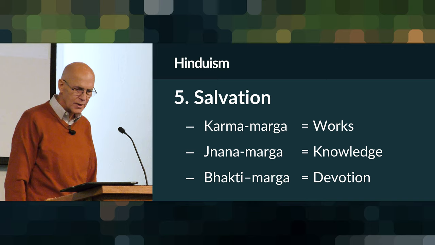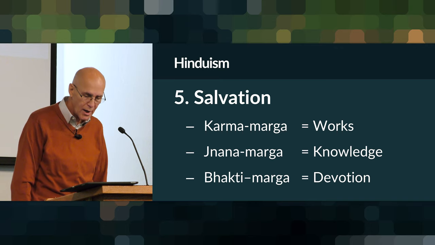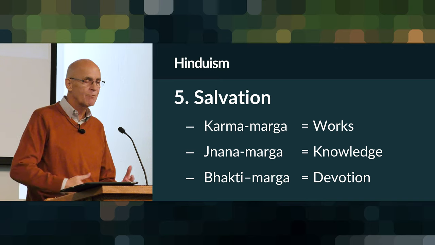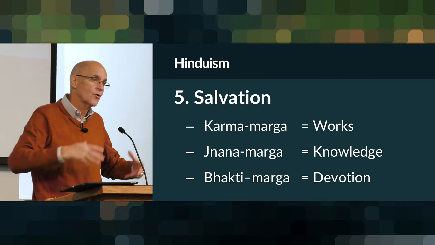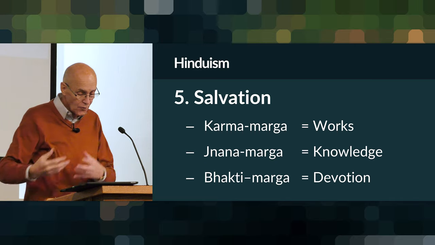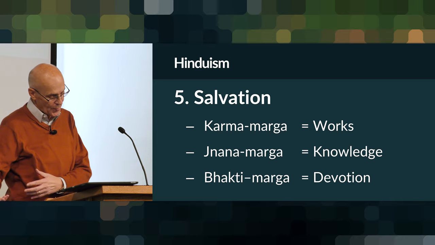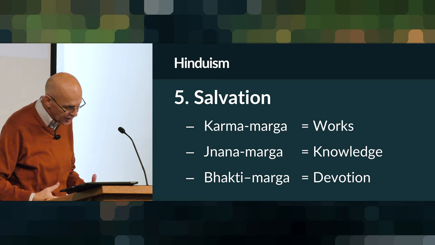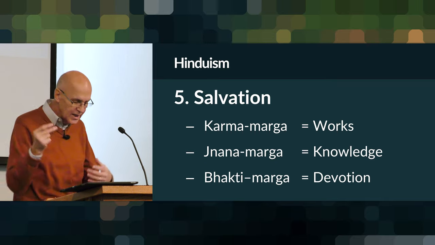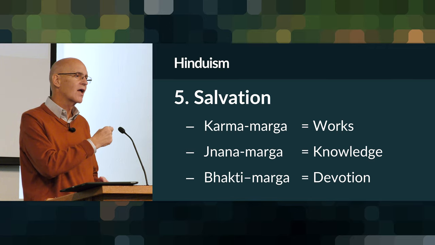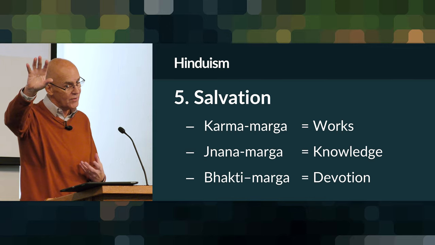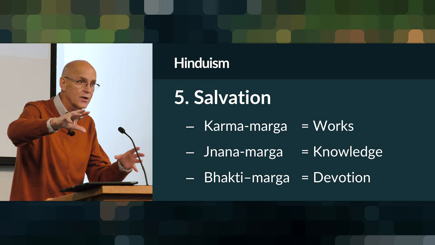Another term, jhana marga, which is knowledge. In other words, how do you achieve this moksha? Well, one way is through works, good works. Another way is through knowledge. Through the acquiring of knowledge, there may be an instant insight that will produce instant moksha. That's another way of achieving moksha, through knowledge.